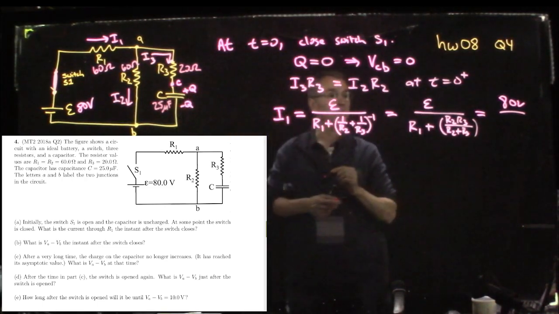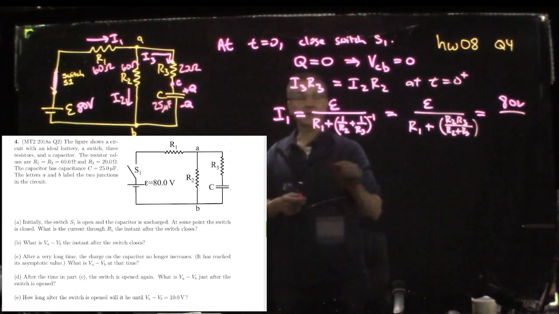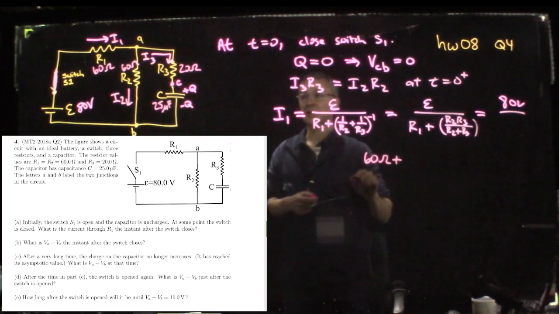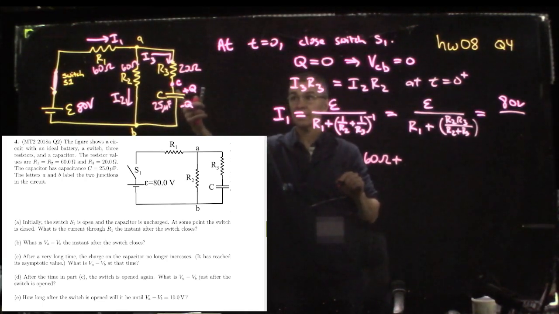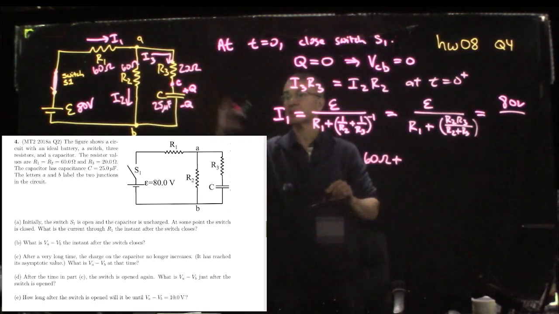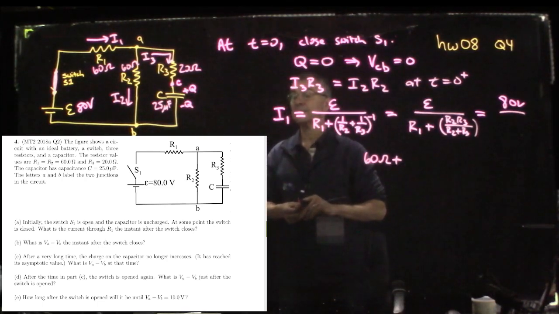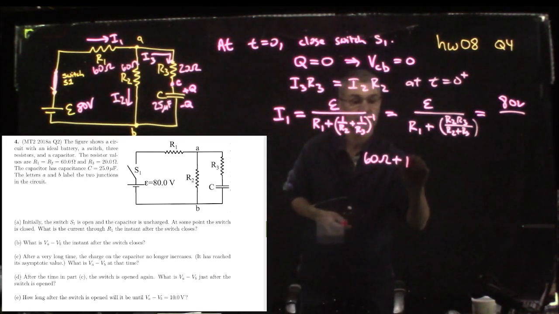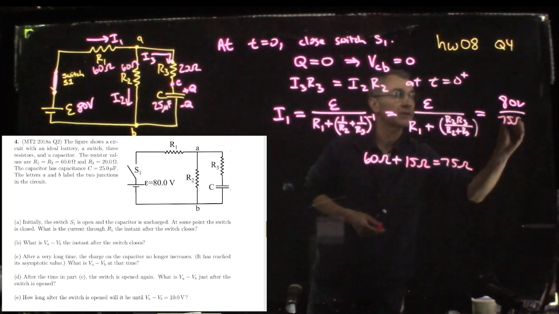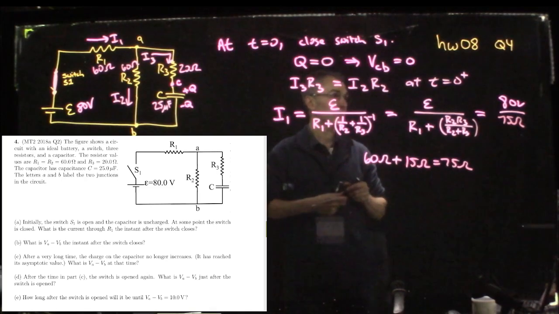Okay, so 80 volts divided by, this denominator is going to be 60 ohms plus the parallel combination of 20 and 60. So 20 times 60 is 1200. 1200 divided by 80 is 120 divided by 8, which is 15. So this is 60 ohms plus 15 ohms, which is 75 ohms. So there we go: 80 volts divided by 75 ohms.